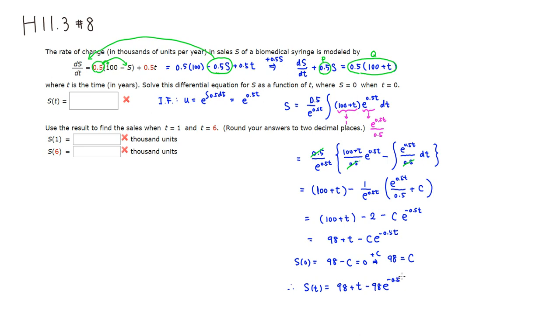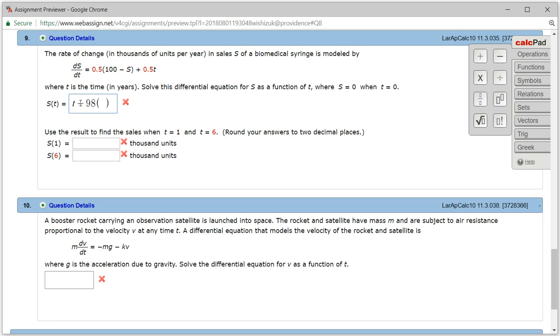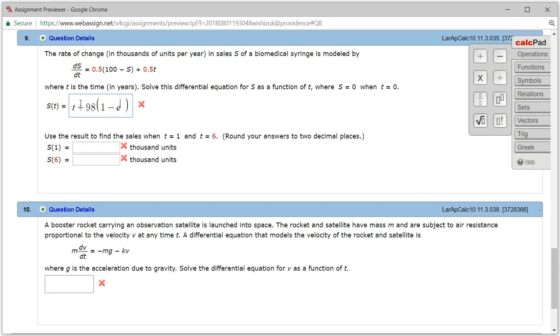negative 0.5 t. Or we can write it as, I'm going to put t by itself, then combine: both of these have 98, so I'm going to pull 98 out, 1 minus e to the negative 0.5 t. So we found that. Let's type it in. s of t we found to be t plus 98 times 1 minus e to the negative 0.5 t.